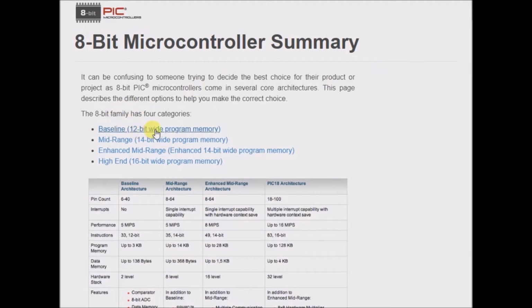Baseline: 12-bit wide program memory. Mid-range: 14-bit wide program memory. Enhanced mid-range: enhanced 14-bit wide program memory. High-end: 16-bit wide program memory. So I'm not making jokes. Apparently the difference between the baseline and the high-end is the degree of program memory. Simple codes, sophisticated codes, I suppose.